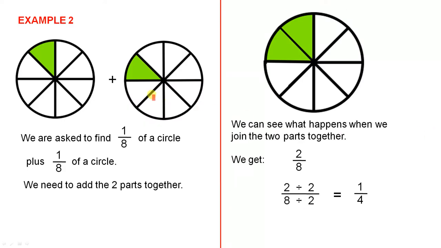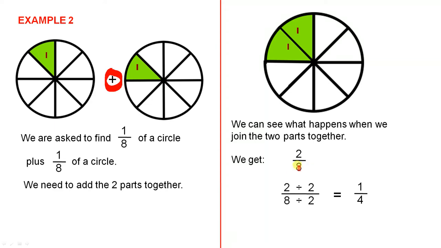Example 2. We are asked to find 1/8 of a circle plus 1/8 of a circle. There's the plus sign there, see? We need to add the two parts together. So we can see when we took this part here and this part here, here they are. They are the two parts. In other words, there are two parts. So we can see what happens when we join the two parts together, we get two parts that are shaded out of a total of 8.